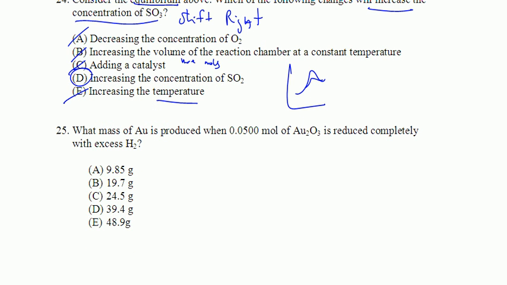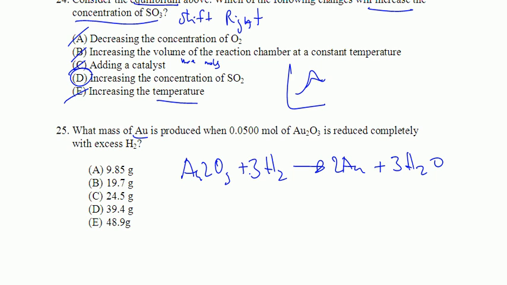Last problem, 25. What mass of Au is produced when 0.05 moles of Au2O3 is reduced completely with excess H2? So let's write out the reaction. Au2O3 plus H2. We know that we're producing Au. And hydrogen and oxygen are going to make H2O. We're going to balance this by putting a 2 here. We're going to have to put a 3 here and a 3 here.